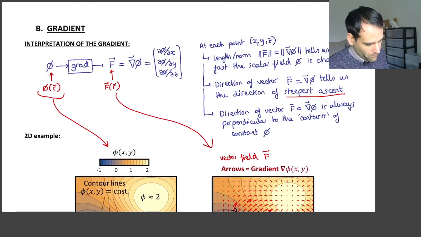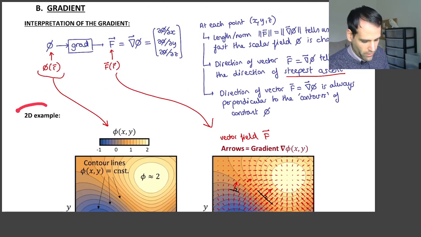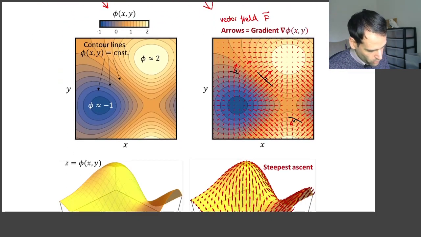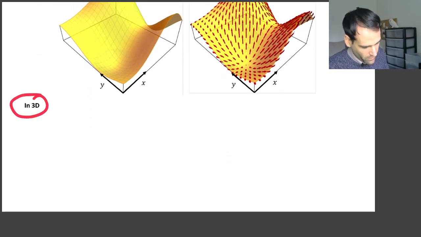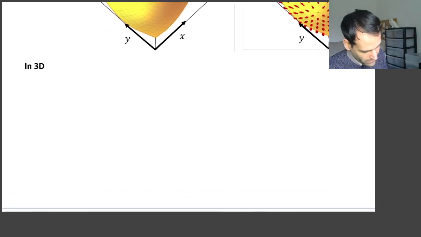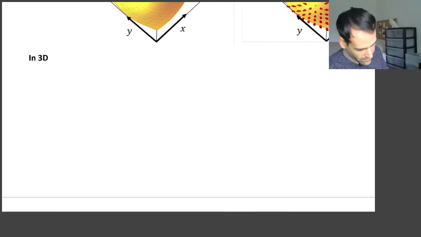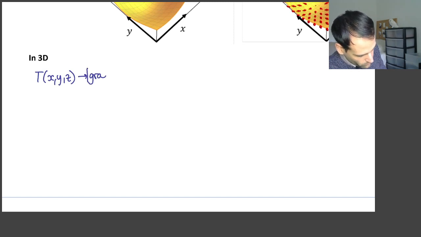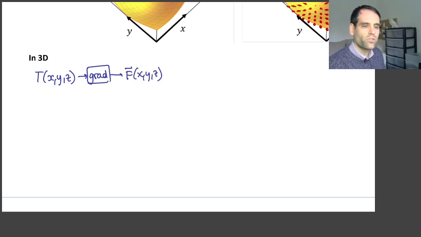this is also true in 3 dimensions. So although here I drew a 2-dimensional example, I can also do a 3-dimensional example. And for this I don't have a nice Mathematica figure, but I can try drawing it myself. So what is an example of a 3-dimensional scalar field? For example, the temperature of a room as a function of position. We can calculate the gradient, and we will get a vector field. And let's see how this would look like.